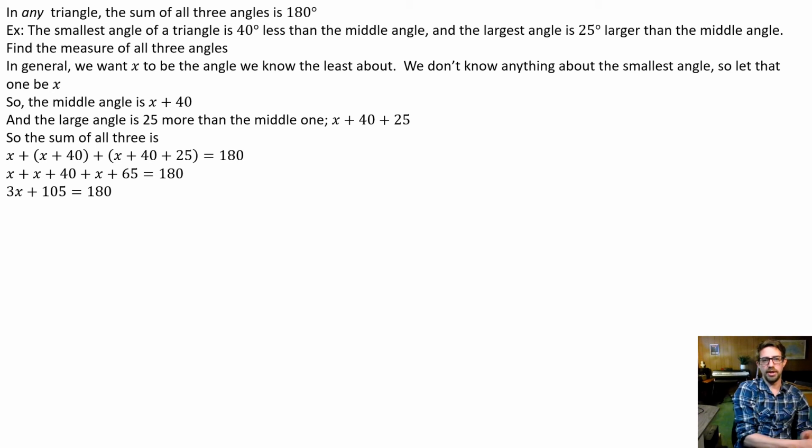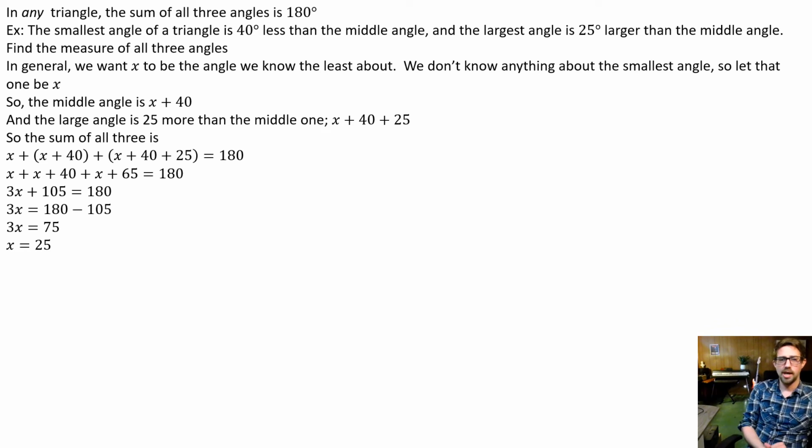Right, so I just did 40 plus 25 is 65. 40 plus 65 is 105. And we have three total summands of x there. So that's going to be a 3x. Subtract 105 from both sides. Multiply both sides by 1/3. I didn't even show that step because at this point, you're probably just going, okay, 75 divided by 3 is 25. And there you go.